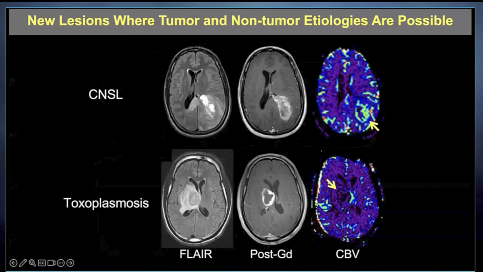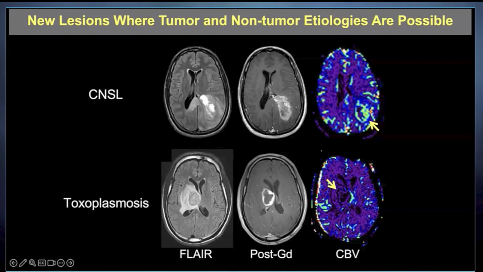Now, we often encounter new lesions in the brain where both tumor and non-tumor etiologies are possible. Here is an example of two patients with similar appearing rim-enhancing lesions with mass effect in the brain. Now, tumors like CNS lymphoma in the top row have elevated cerebral blood volume, as shown here on the CBV map. You can see the rim of green, highly elevated CBV that corresponds to the region of contrast enhancement, whereas non-neoplastic processes like toxoplasmosis do not. And so here on the bottom row is a paucity of CBV elevation in the area corresponding to the rim enhancement on the post-contrast images.